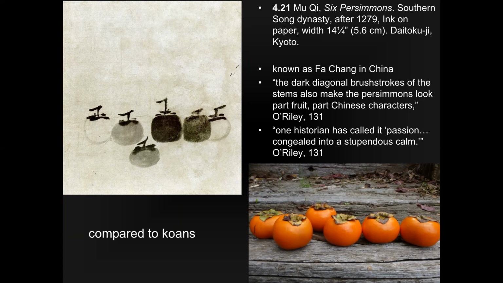O'Reilly says a couple of interesting things. The dark diagonal brushstrokes of the stems also make the persimmons look part fruit, part Chinese characters. I think we can see that for sure right here. One historian has called it passion congealed into a stupendous calm. A lot of flowery language there, but again, I think you can look at this piece and look at some of the formal things that are happening and perhaps get why people are so affected by this particular piece. So we're breaking the rules. We're trying to figure rational ways why this supposedly irrational works.